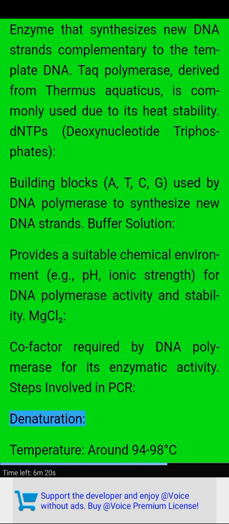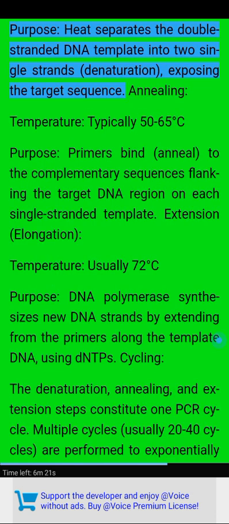Steps involved in PCR. Denaturation. Temperature, around 94-98 degrees Celsius. Purpose. Heat separates the double-stranded DNA template into two single strands. Denaturation, exposing the target sequence.